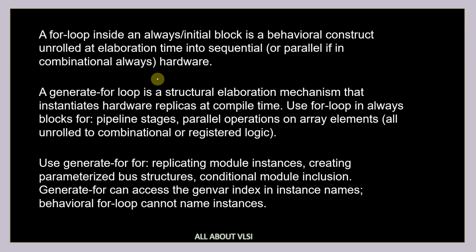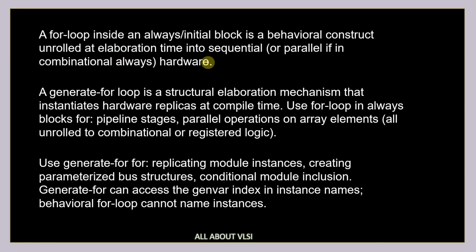Basically, a for loop is used for memory initializations where you iterate your loop, right? For example, you can simply write for i = 0, i less than some memory depth, i = i + 1. It is going to be unrolled at elaboration time into sequential hardware, or parallel if it is in a combinational always block.